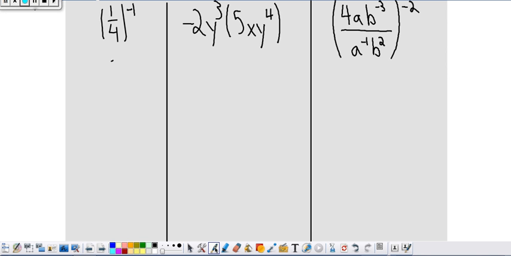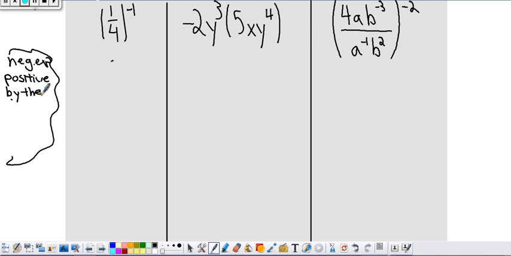I'm just going to go over 3 exponent problems that will help you understand exponents a little bit better, I hope. And it's key to remember a few of the rules that we use. If you have a negative exponent, you have to make it positive by finding the inverse or the reciprocal.